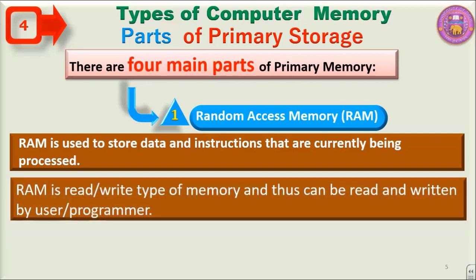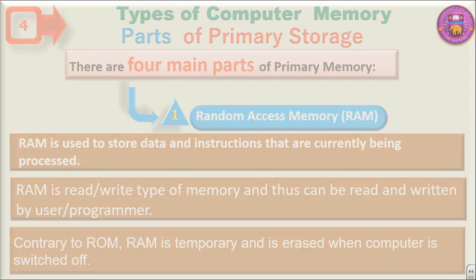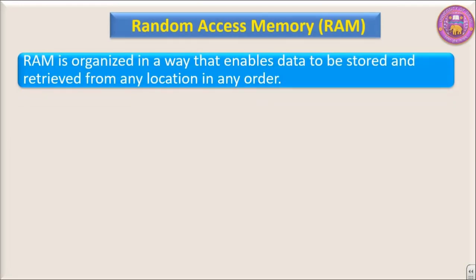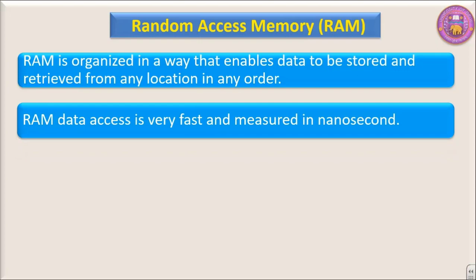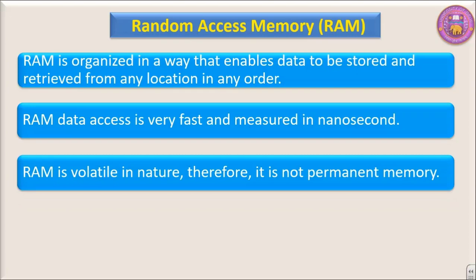RAM is a read/write type of memory and thus can be read and written by the user or programmer. Contrary to ROM, RAM is temporary and is erased when the computer is switched off. RAM is organized in a way that enables data to be stored and retrieved from any location in any order. RAM data access is very fast and measured in nanoseconds. RAM is volatile in nature and therefore it is not permanent memory.